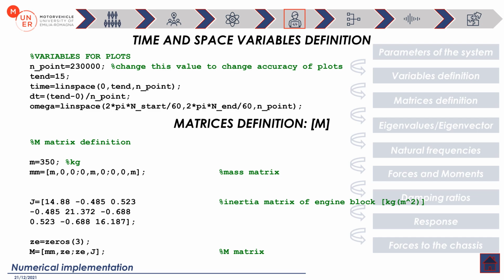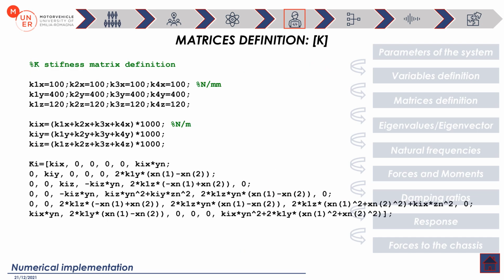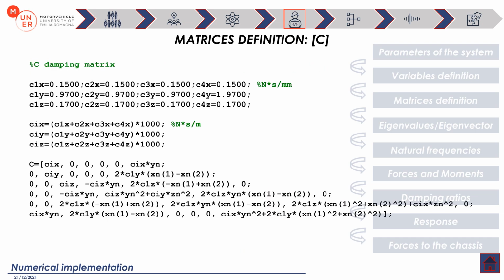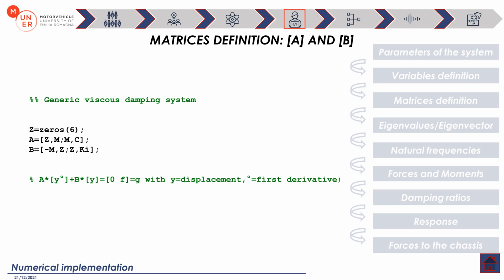Then, all the matrices necessary to solve the problem have been translated into MATLAB code. Here is shown the mass matrix, here the stiffness matrix, here the damping matrix, and here the two matrices we need to solve the Duncan approach.